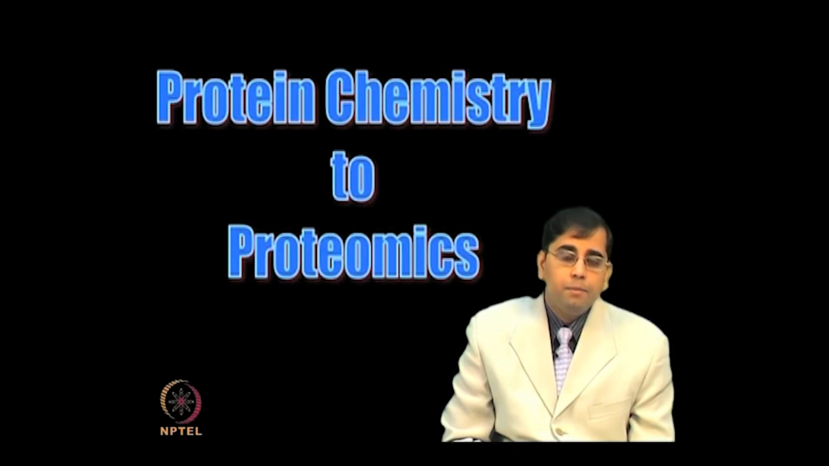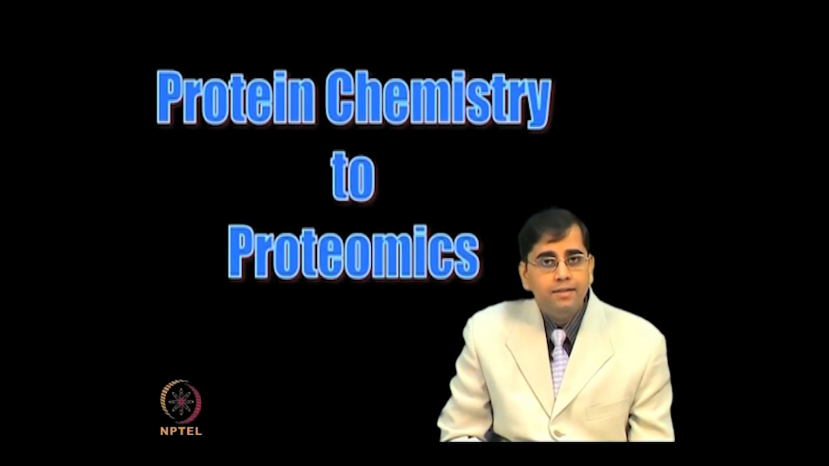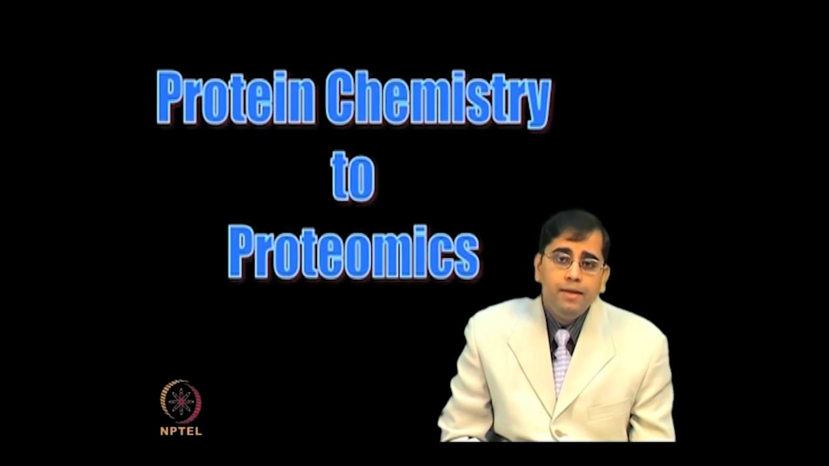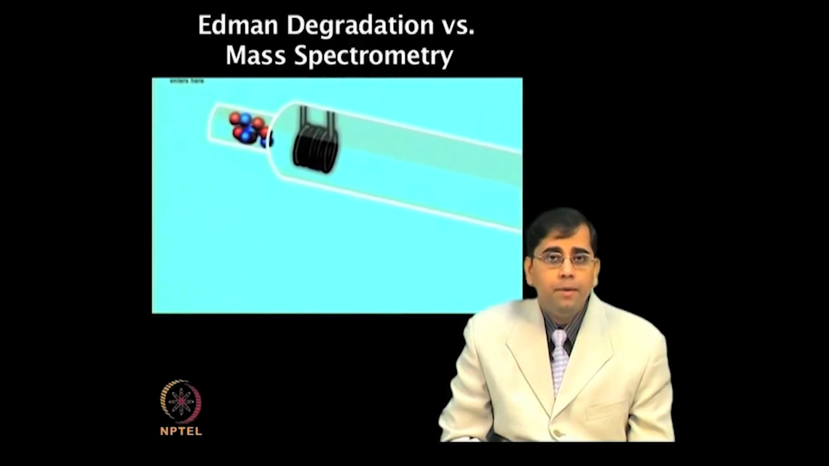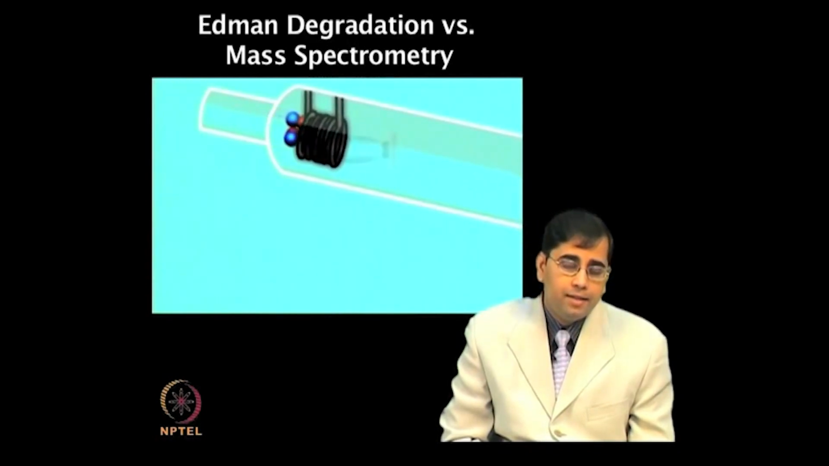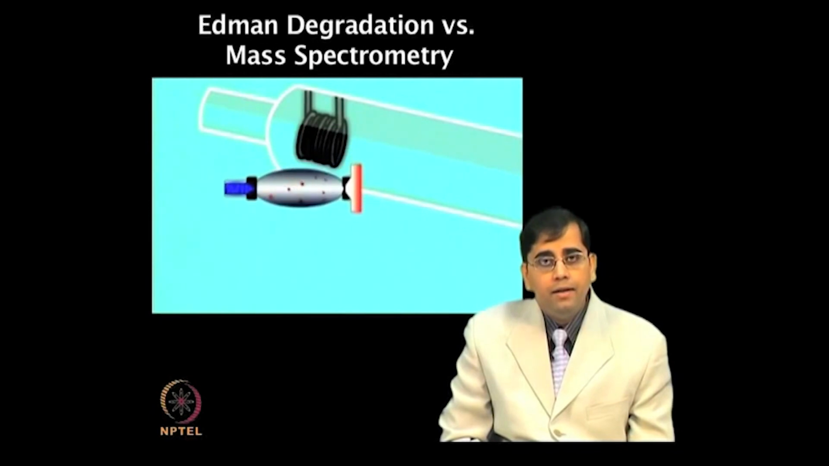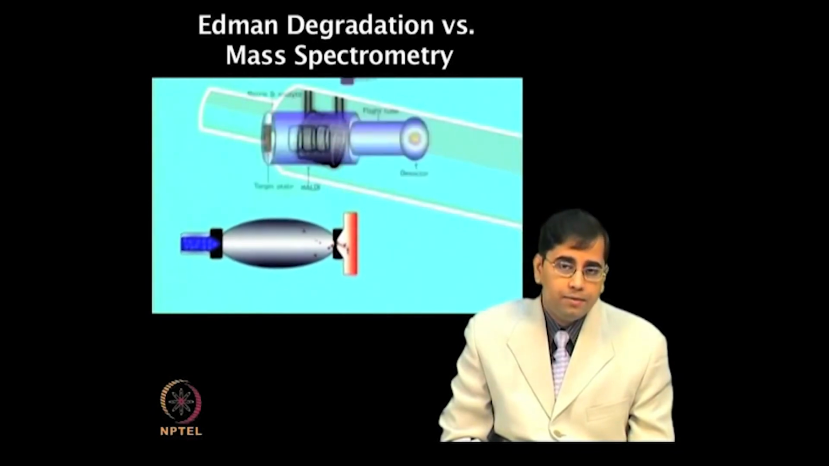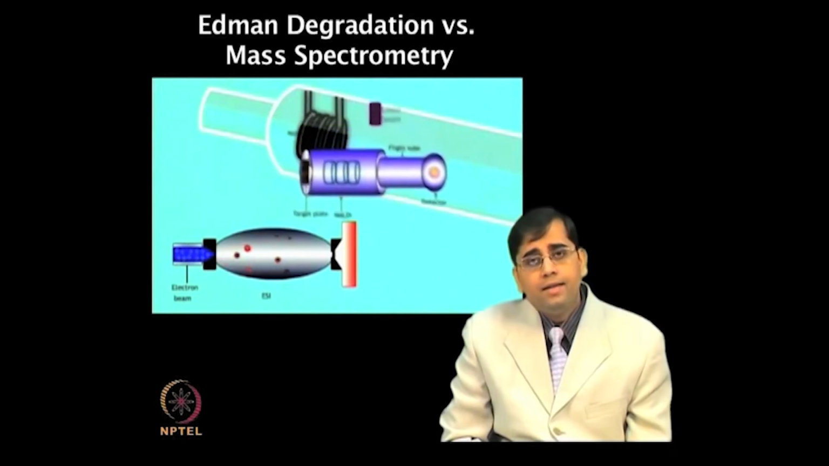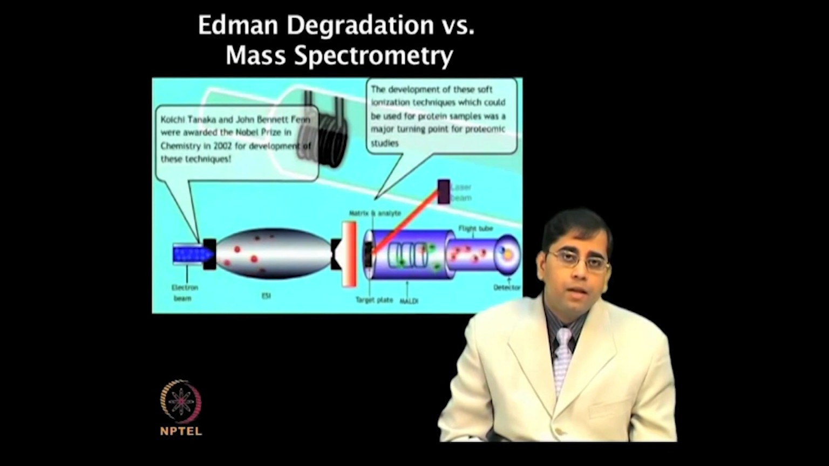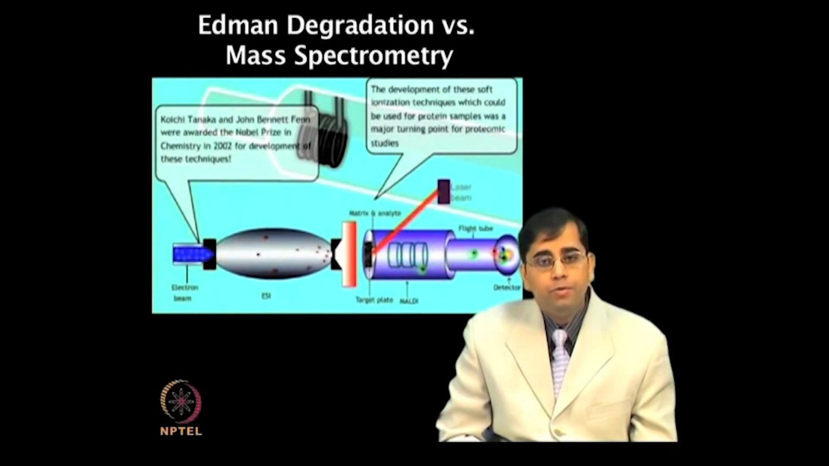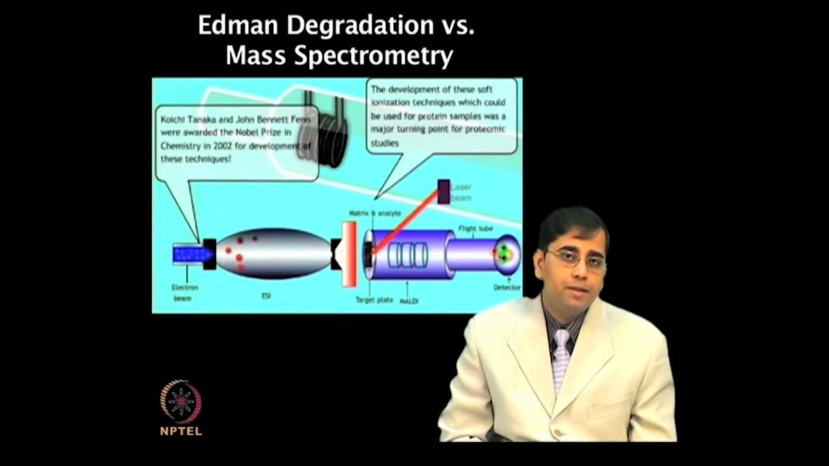Protein analysis by mass spectrometry was challenging due to complete degradation of samples with the available hard ionization techniques. This limitation was overcome by soft ionization techniques such as MALDI and electrospray ionization. These techniques have greatly improved proteomic studies as they facilitated mass spectrometry analysis of protein samples.